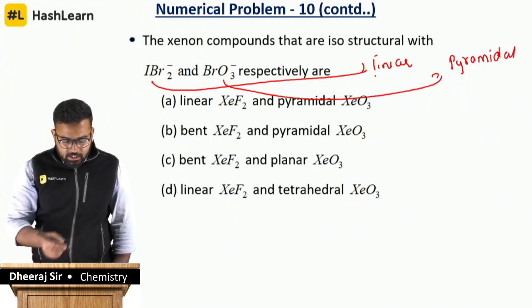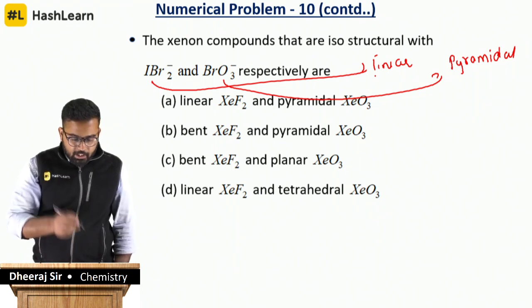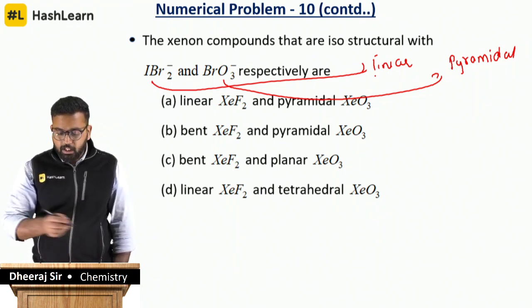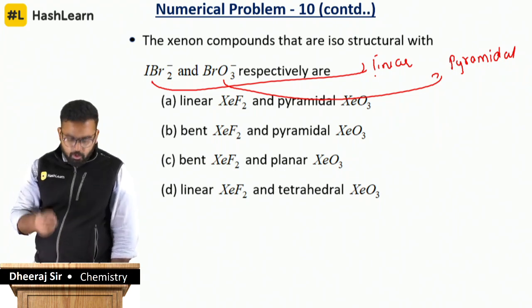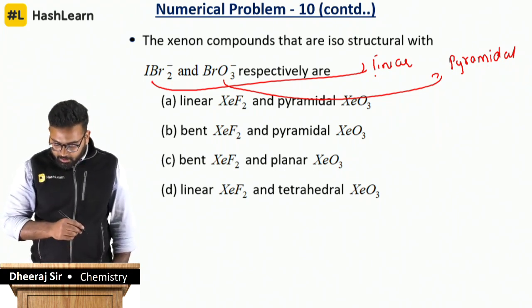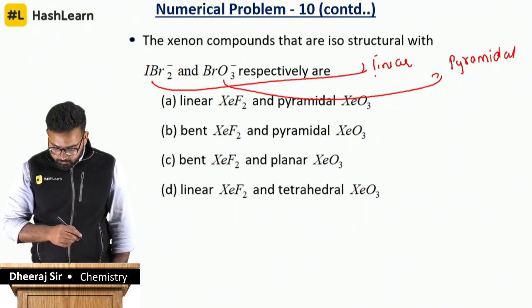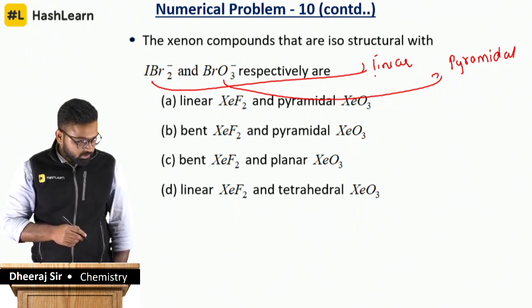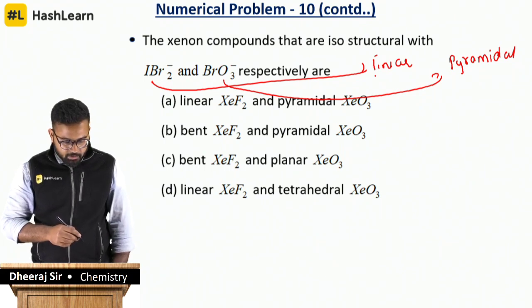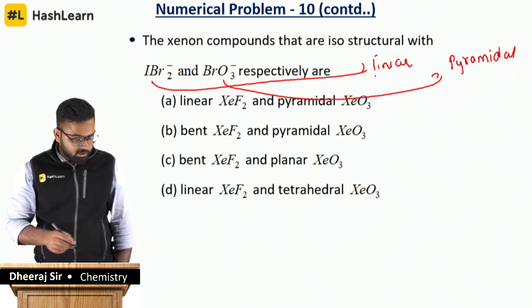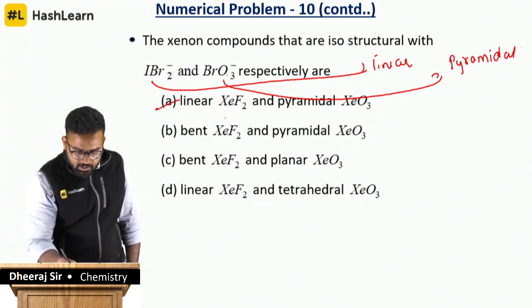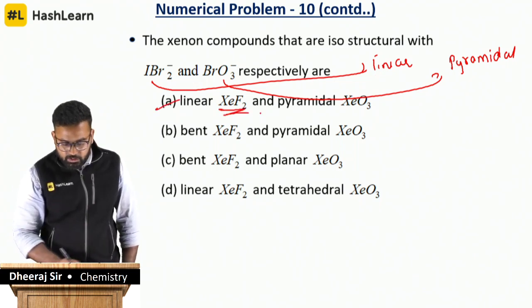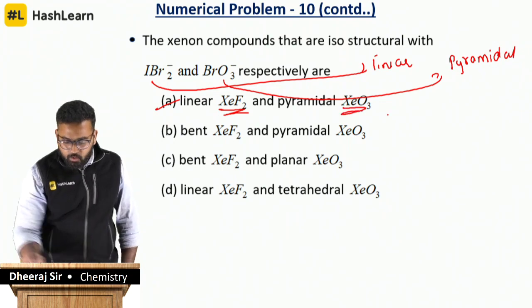So what is it going to be forming? Which one else apart from IBr2 minus and BrO3 minus will be forming linear and pyramidal? The moment you get that answer, you should be able to really give us the right answer. So which one is it going to be? Yogesh says it's B. Preeti also says it's B, but pretty much I think I have given you the answer, guys. It is XeF2, which is linear in nature, and XeO3.